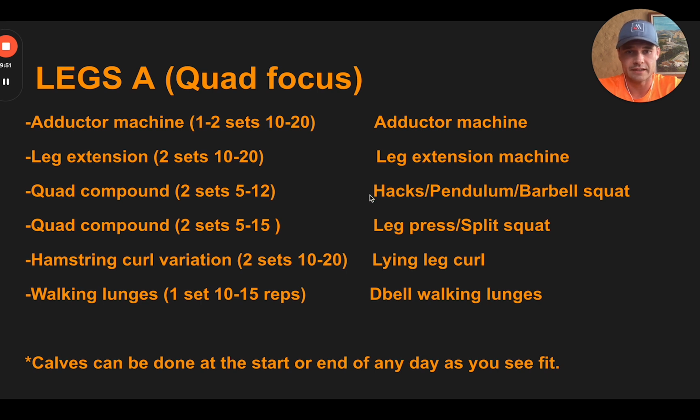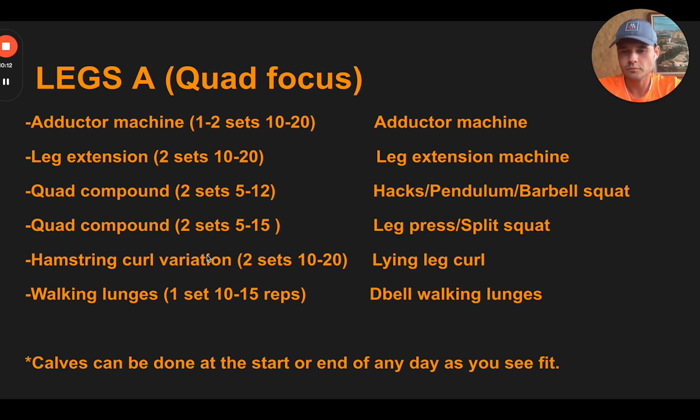Okay, so again, the hacks, pendulums, barbells, they're in this first slot. You will not do one of these second. It has to be a leg press or a split squat, for example, or a lunge variation. So let's say we do 2 sets of hacks, then 2 sets of leg press, again 2 sets of 5 to 15, right up to failure with these, no messing around, and again you're going to be good to go.